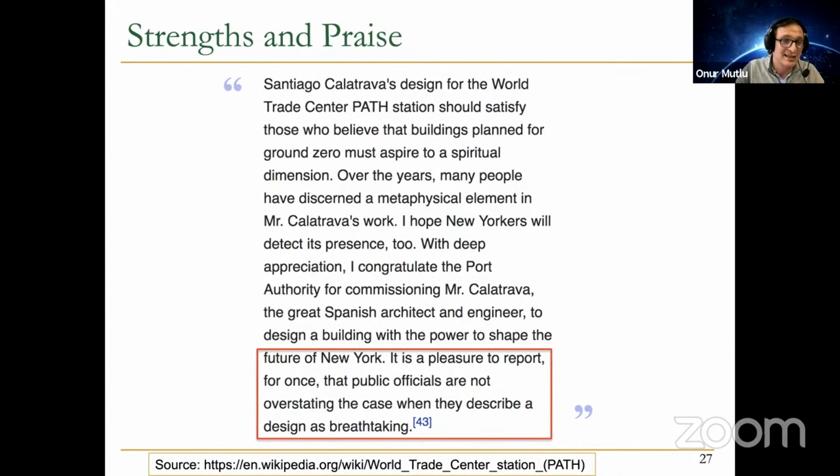And you can see that this praise came externally from a person who was writing a newspaper article, a journalist basically. This journalist says, "It is a pleasure to report for once that public officials are not overstating the case when they describe it as a design as breathtaking." I like how he expresses it clearly, because usually you don't get the best depiction of the truth from potential authorities, right? But in this case, this is one opinion, as you can see.